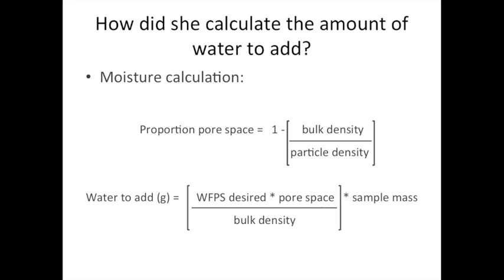Then, she calculated the amount of water to add using this equation. Water to add in grams equals water-filled pore space desired, in our case 0.25 or 0.5, times the proportion pore space divided by the bulk density, all multiplied by the sample mass.